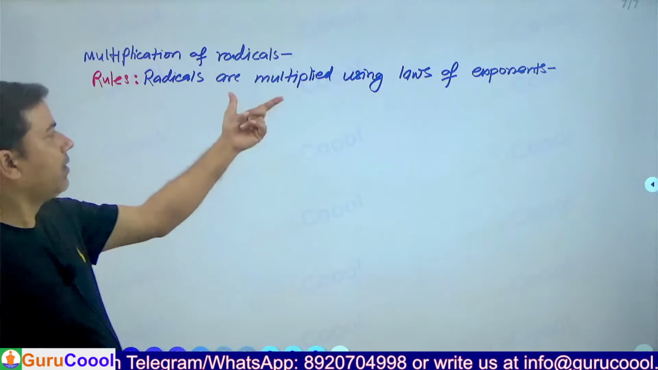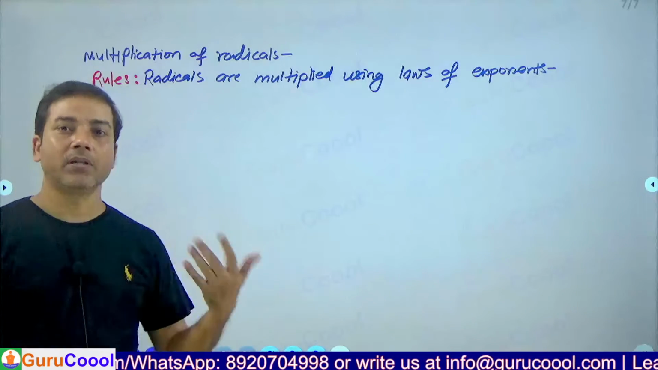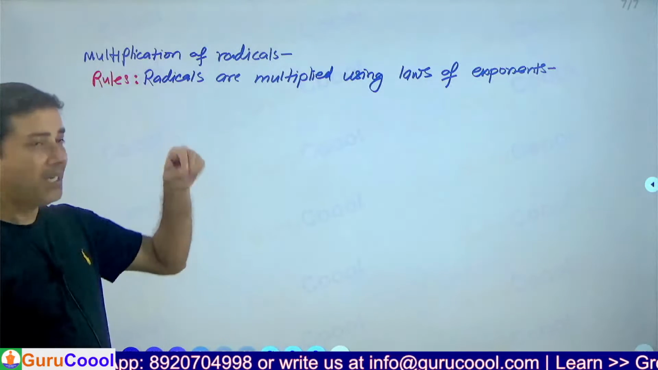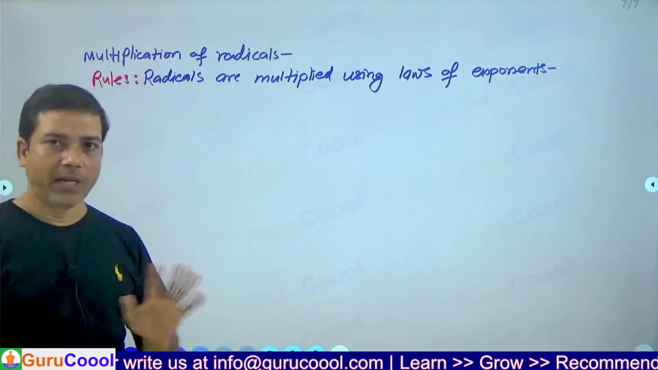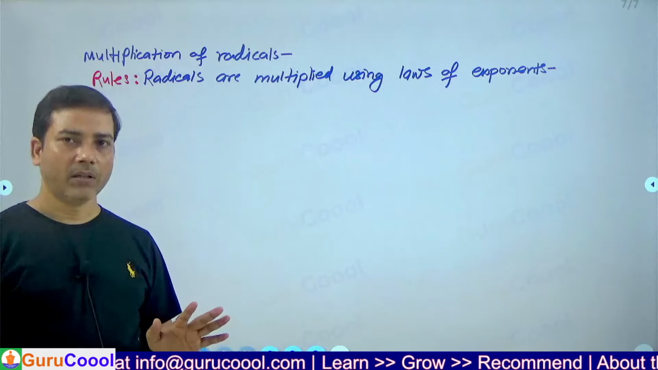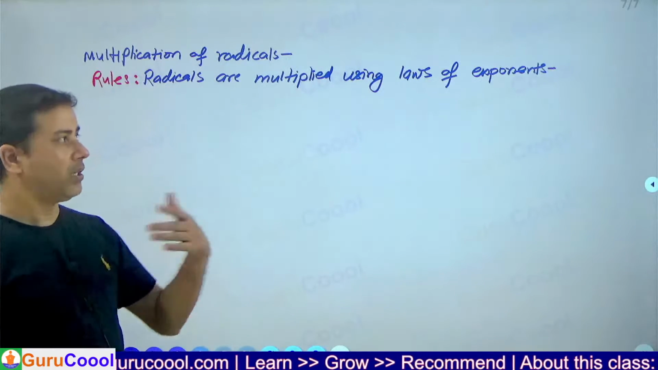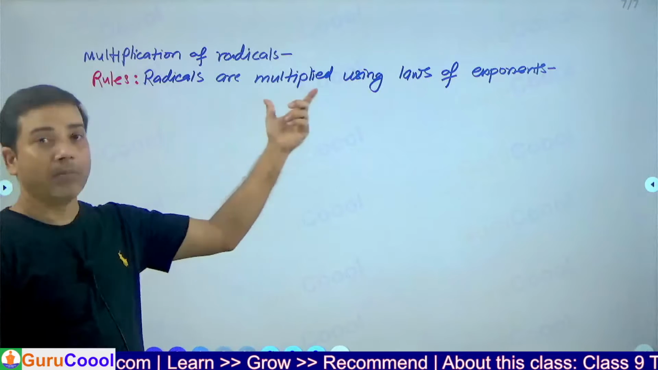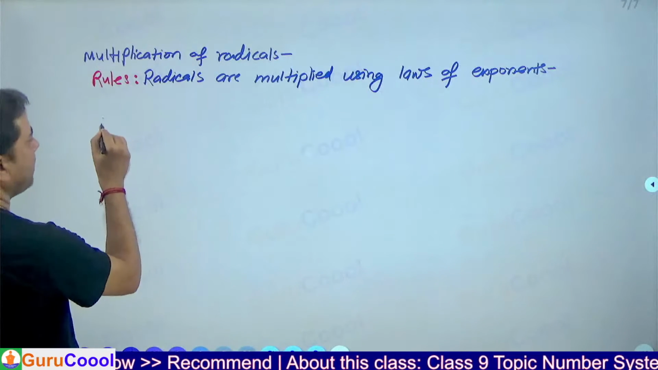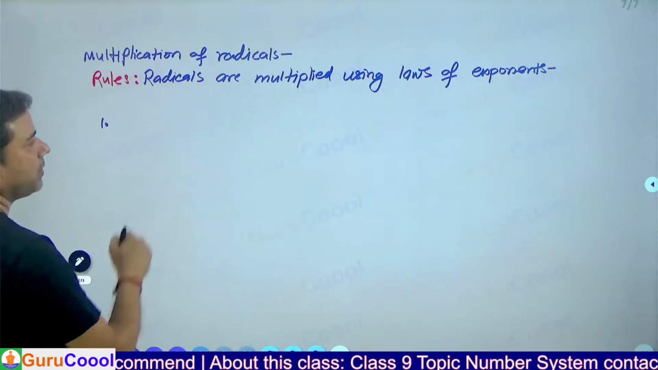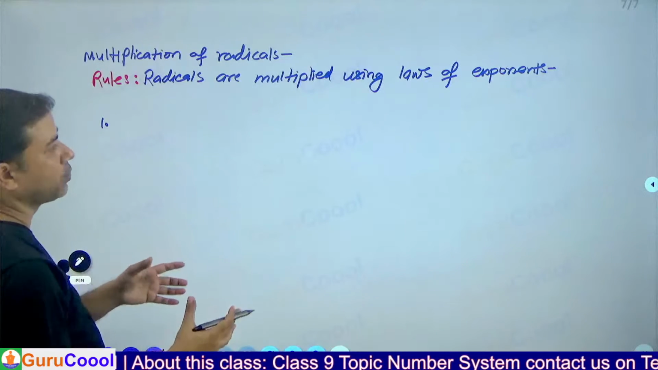While multiplying radicals, the n value may be same, may be different. The number inside the root sign also may be same, may be different, no matter. If they are same, if they are different, in all the cases we can multiply them together. Let's take different examples. First example, where the n value will be same, but the number inside the root sign will be different.